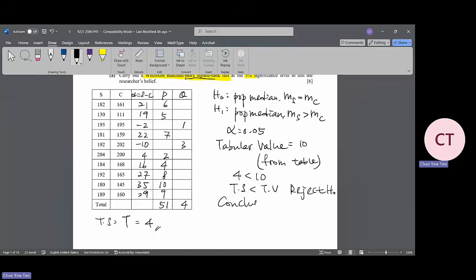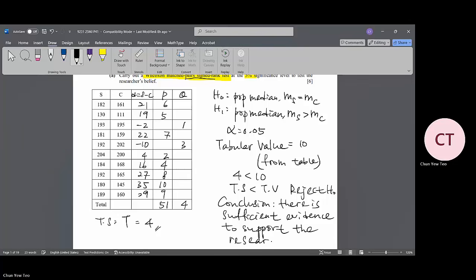Conclusion. There is sufficient evidence to support the researcher's claim. We follow the statement stated, which is the researcher's belief. So this is the answer for number 5A.